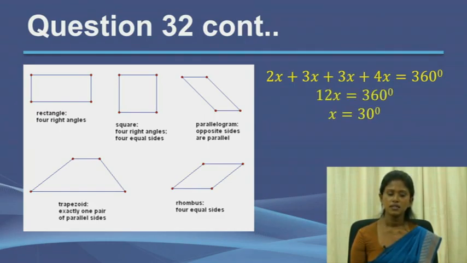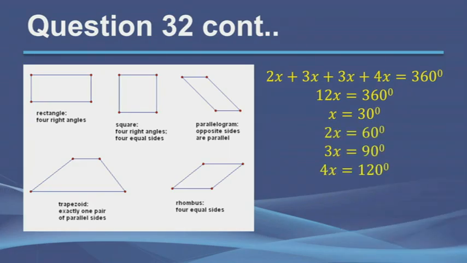Since they have given the ratios, we have to find all the angles. Now we have found x. Next, 2x is 60 degrees, 3x is 90 degrees, 4x is 120 degrees. Since they are asking about the incorrect answer, we have to select the answers which do not match these: 30 degrees, 60 degrees, 90 degrees, 120 degrees. So we are left with 45 and 150 degrees.